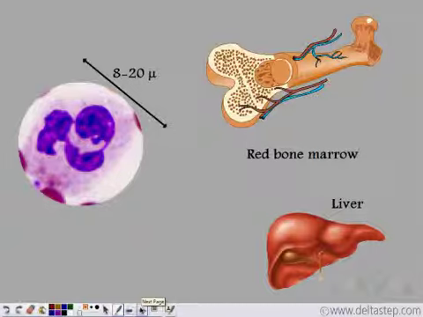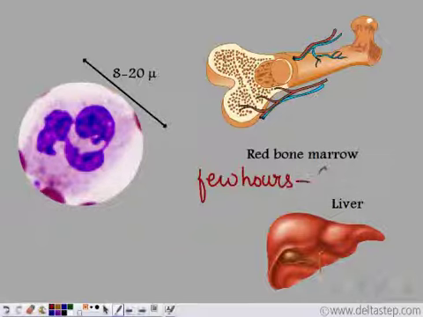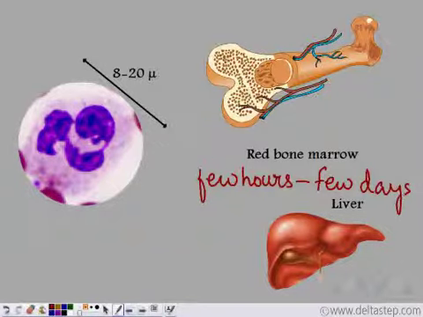The white blood cell has a diameter of about 8 to 20 microns. Similar to the red blood cells, the white blood cells also get formed in the red bone marrow. It has a lifespan of a few hours to a few days. And then finally, it gets destroyed in the liver.